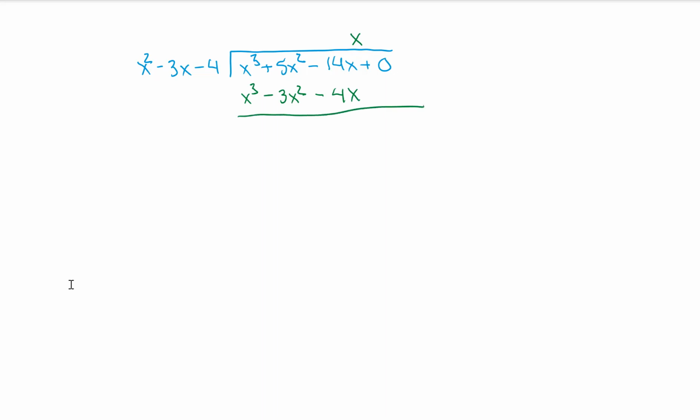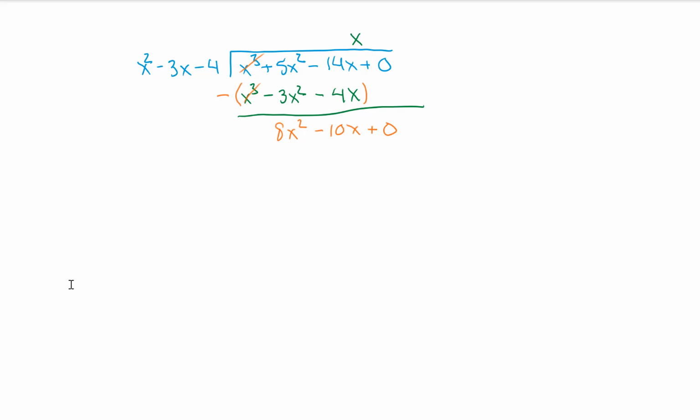Okay, so I've got that. Now I come back and subtract this x cubed minus 3x squared minus 4x. That means I'm going to distribute a negative over everything. My x cubes cancel. I'm going to have 5x squared minus a minus 3x squared, that's going to be plus 3x squared, which is going to give me 8x squared. I have a minus 14x minus a minus 4x, so that gives me a minus 10x. And I'm going to bring down this plus 0 just to be on the safe side.